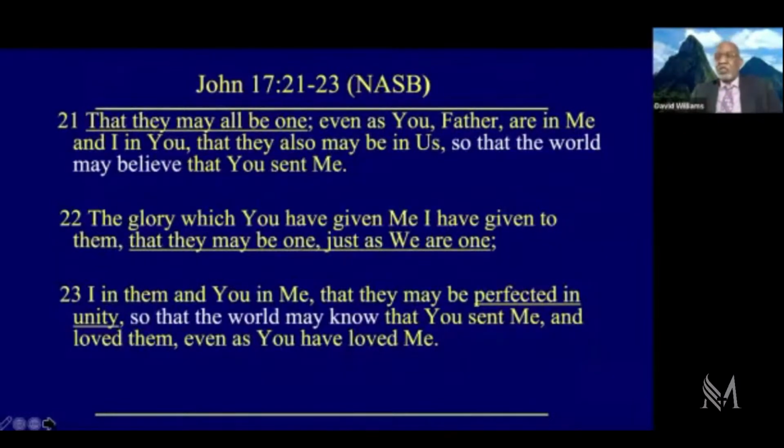John 17 shares God's vision for his children, that they may all be one. Why?